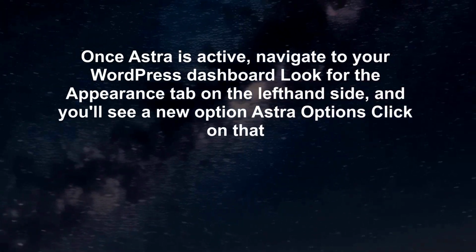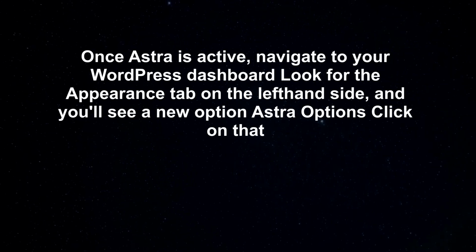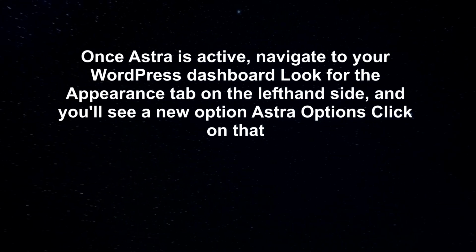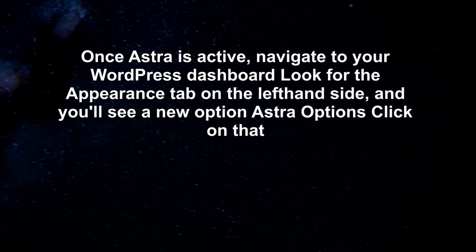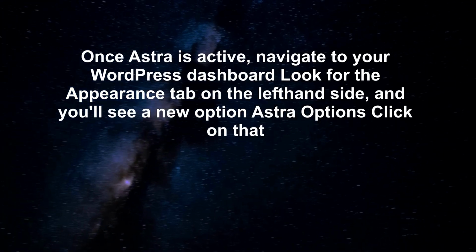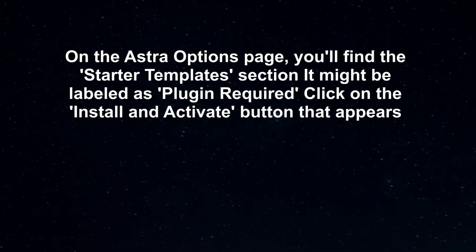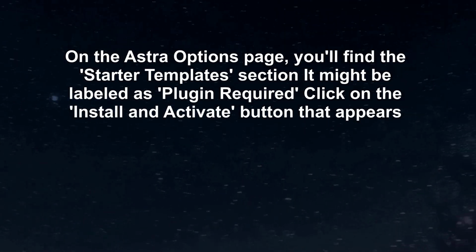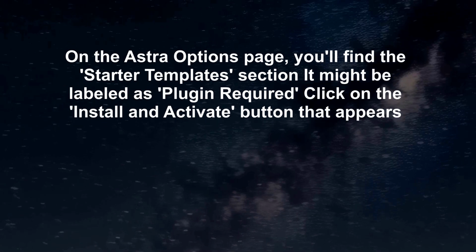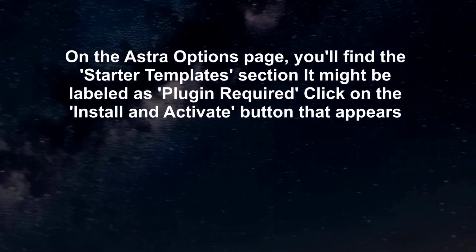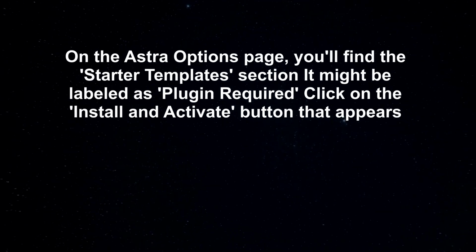Once Astra is active, navigate to your WordPress dashboard, look for the Appearance tab on the left-hand side, and you'll see a new option, Astra Options. Click on that. On the Astra Options page, you'll find the Starter Templates section. It might be labeled as Plugin Required. Click on the Install and Activate button that appears.